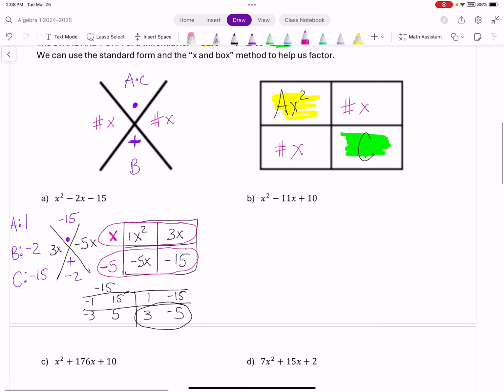So now I'm going to go up and down. Here the greatest common factor of 1 and negative 5 is just 1 again. They both share an x, so my GCF is x.